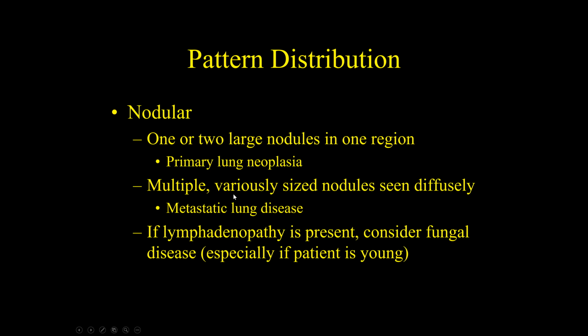If there are multiple, just like on these films we just saw, multiple variously sized nodules seen all over the lung, chances are it's metastatic lung disease and there's a primary tumor lurking somewhere else that has metastasized to the lung. If you have lymphadenopathy present also besides the nodules in the lungs, then I would consider some type of fungal disease, especially if the animal has a travel history or lives in a desert-like area. Most of the time, fungal disease is going to be in younger to middle-aged dogs. Most of the time, cancer is going to be in middle-aged to older dogs.